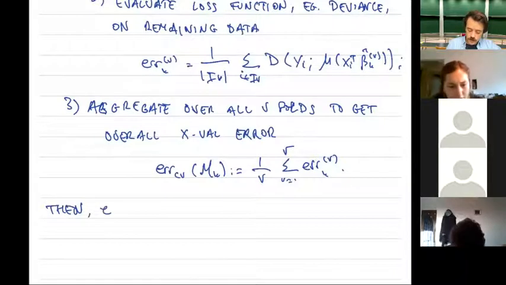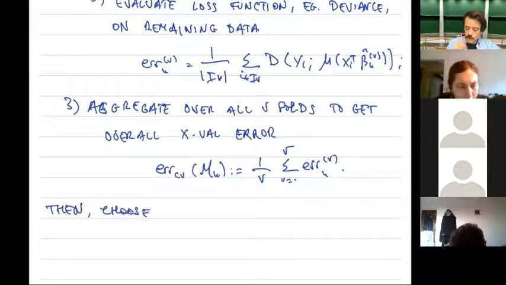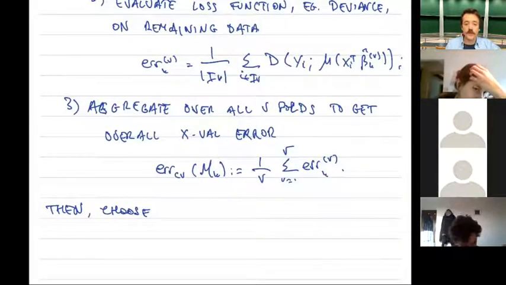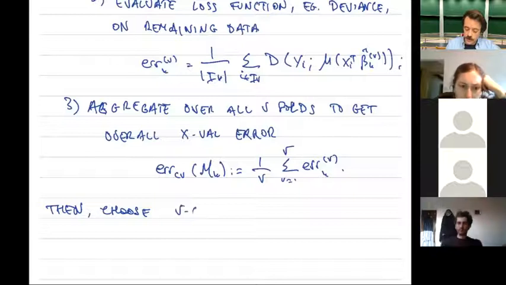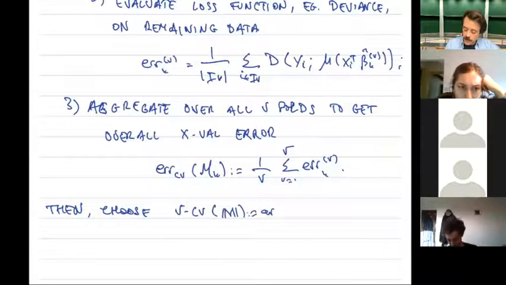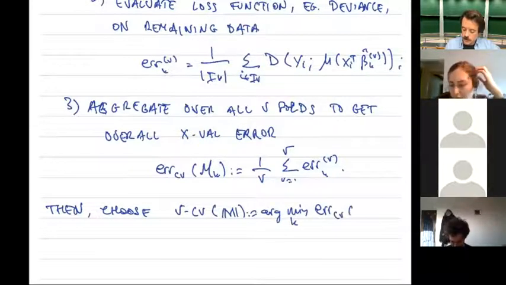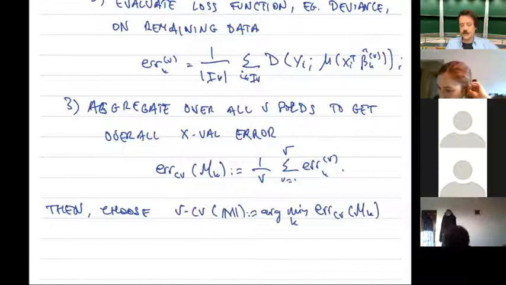So that was the cross-validation error of a model. Therefore, if we wish to do V-fold cross-validation to choose between a collection of models, then we choose the V-fold CV choice from this collection to be the argmin over k of the error that we just defined, right?